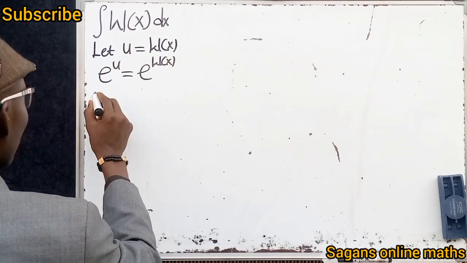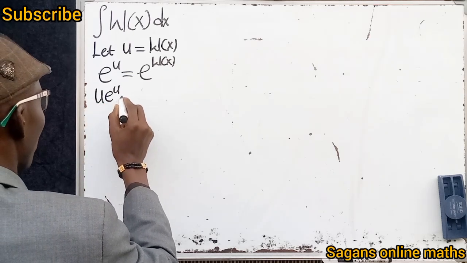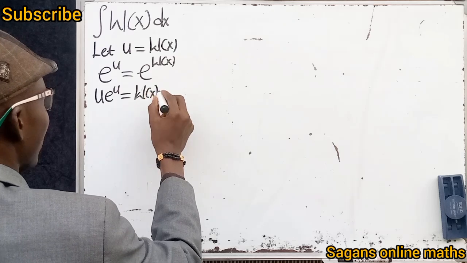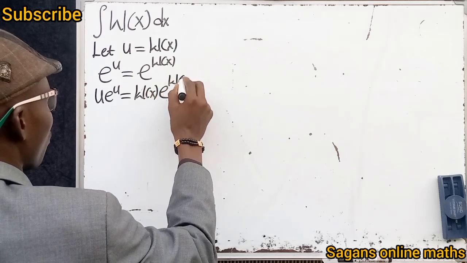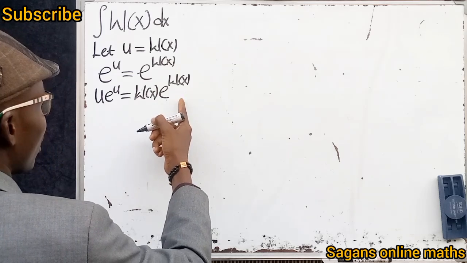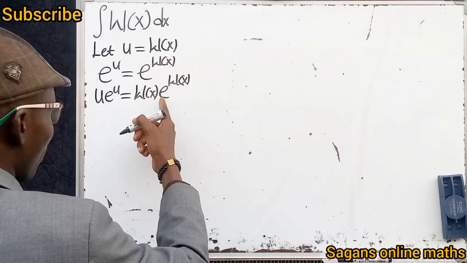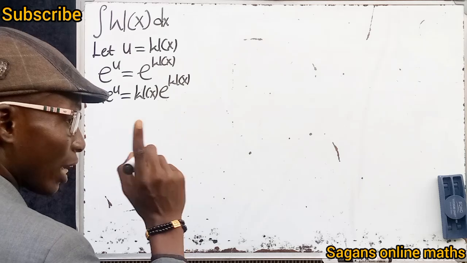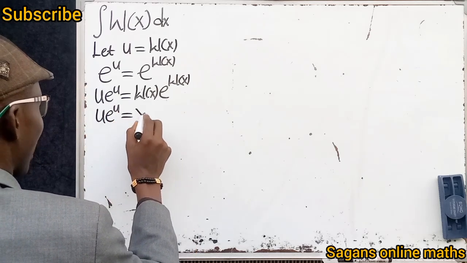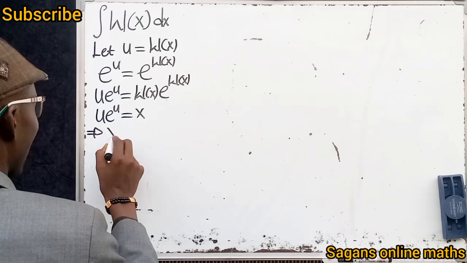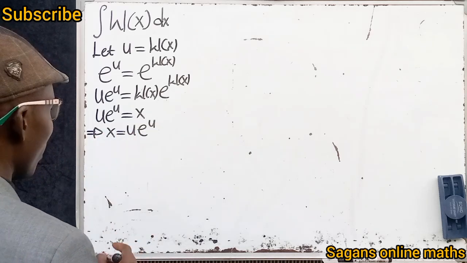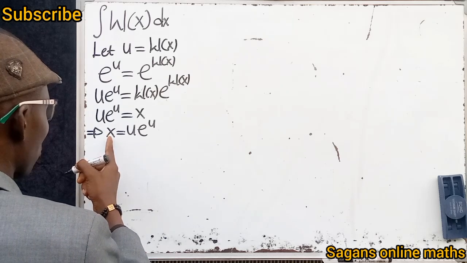Now if we multiply this by u, that is u multiplied by e to the power of u equals, multiply this by the W function of x, okay, then e to the power of the W function of x. Fine. All this you see is just one. The W function of x multiplied by e to the power of the W function of x is just x. So that means u multiplied by e to the power of u is equal to x. And this implies that our x is equal to u multiplied by e to the power of u. Very interesting, okay.